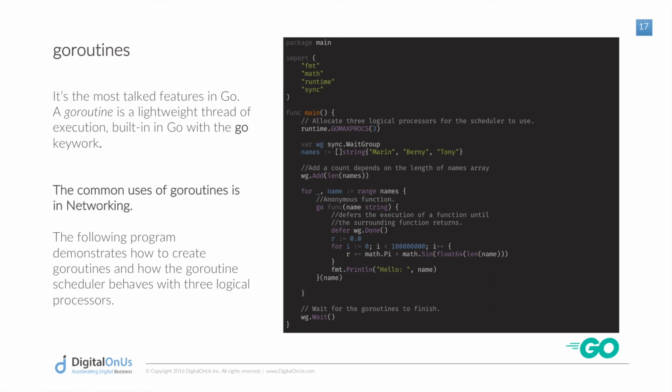The following program demonstrates how to create goroutines and how the goroutine scheduler behaves with three logical processors. Goroutines allow concurrency and parallelism, but managing them is somewhat difficult and it's an advanced topic. If you want to master it, you should take specific courses or read specific resources, and that's what I want to talk to you about.